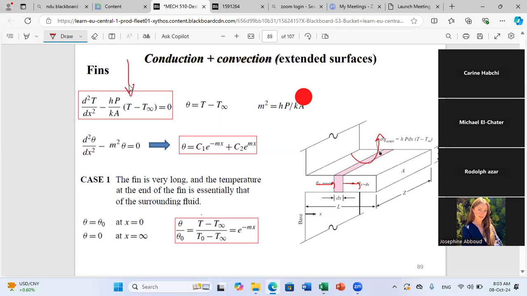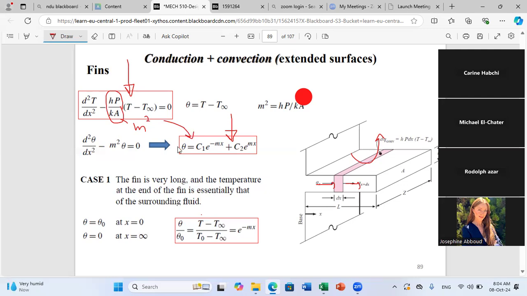Okay. Now, if you remember, we said this differential equation has a certain solution, and I will always give you the form of the solution. You don't have to memorize it. So this is the form of the solution for such an equation, and we did a change of variable. We considered theta to be T minus T infinity, and we considered that hP over kA is a constant that we name m squared.